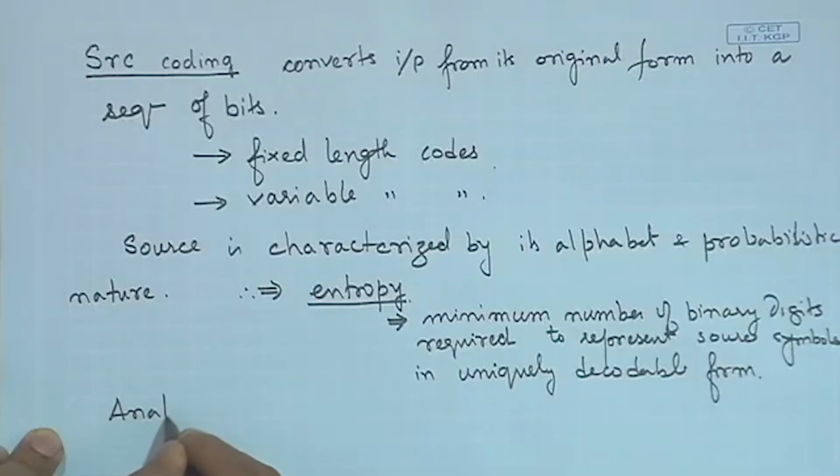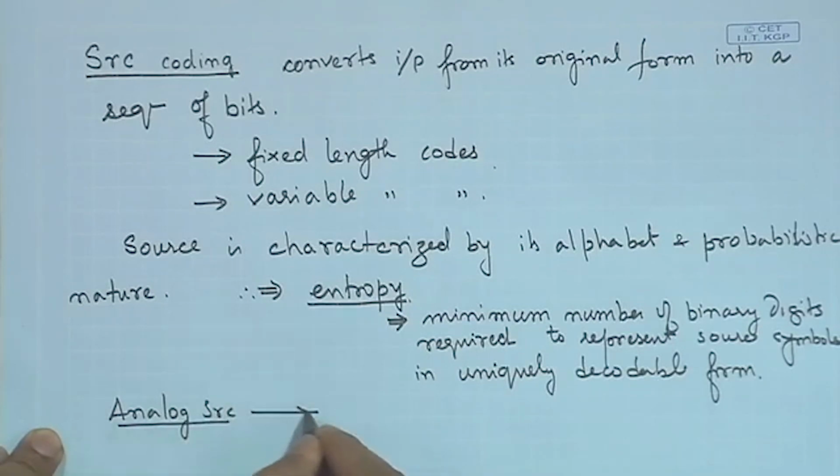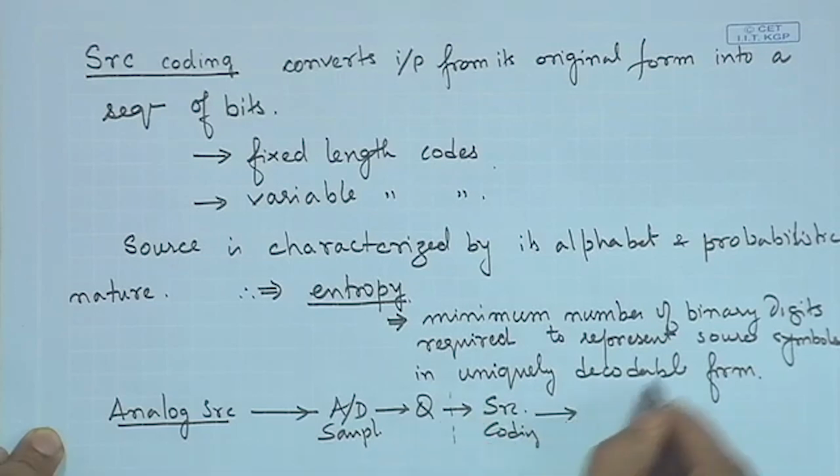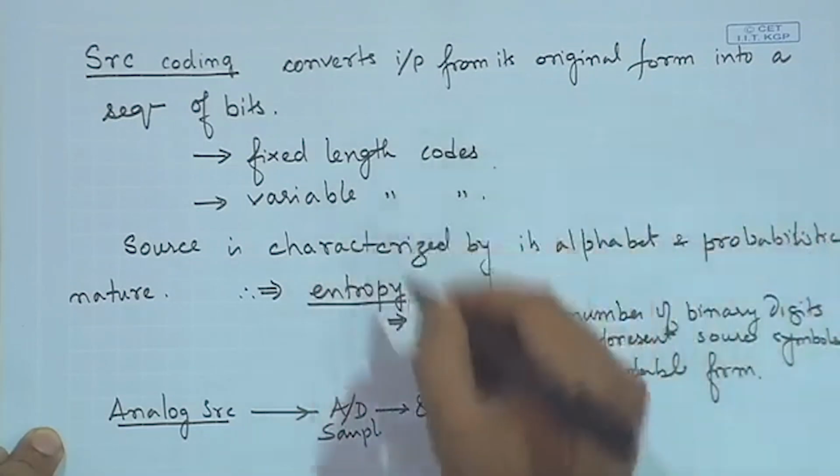Now, if there is an analog source, we have said you first convert through an AD converter, then a quantizer. We will look into details. The AD converter is basically the sampler, then the quantizer, and then this source coding. So, here itself you get bits or symbols as output, you go through the source coding, and you generate the same set of things that you have here.